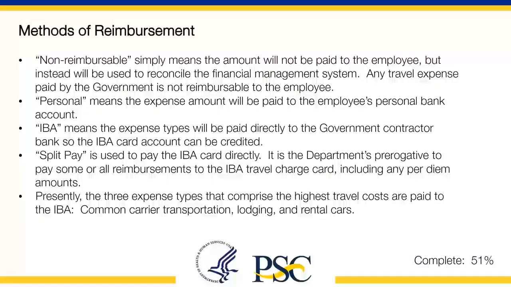It is the department's prerogative to pay some or all reimbursements to the IBA travel charge card, including any per diem amounts. Presently, the three expense types that comprise the highest travel costs are paid to the IBA: common carrier transportation, lodging, and rental cars.